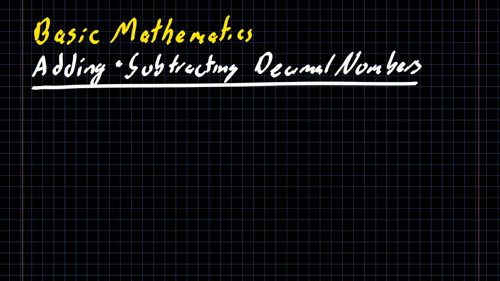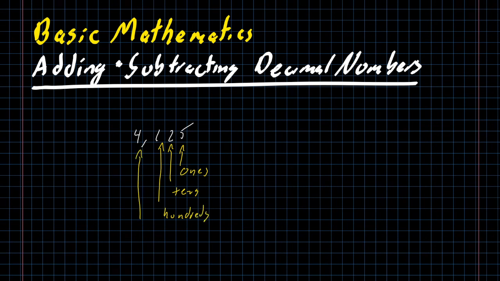When we talk about a whole number, like for example the number 4,125, we can talk about the digits of this number as being in the ones place, the tens place, the hundreds place, and the thousands place, and so on. 10,000s, 100,000s, millions, billions, trillions, quadrillions, and so on and so on.